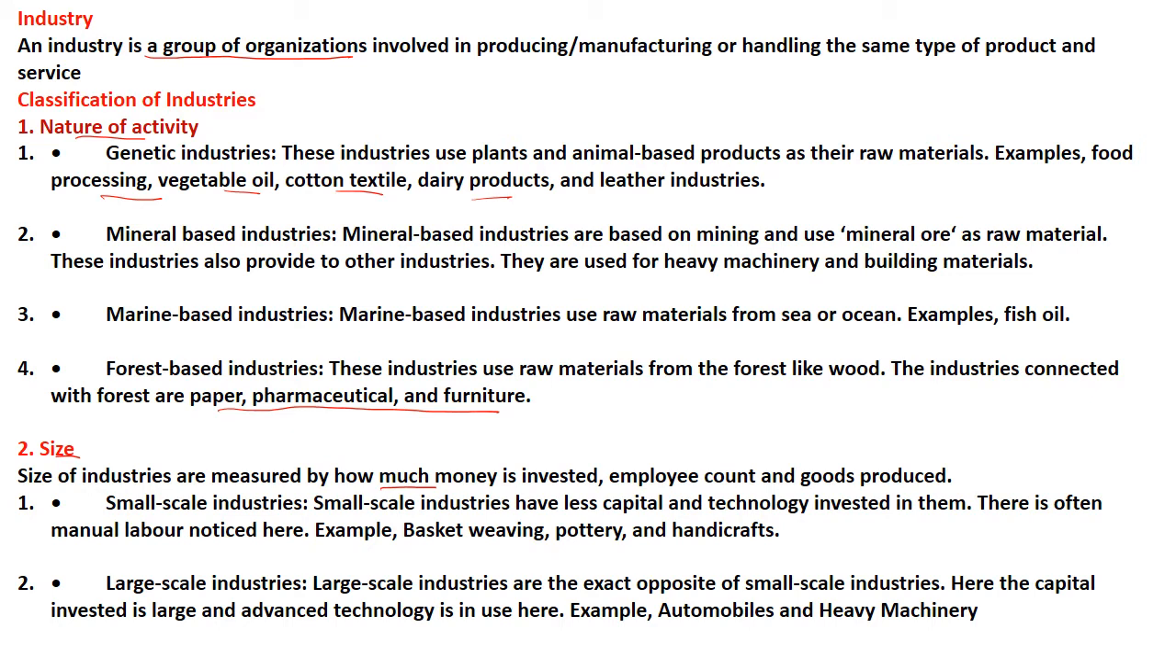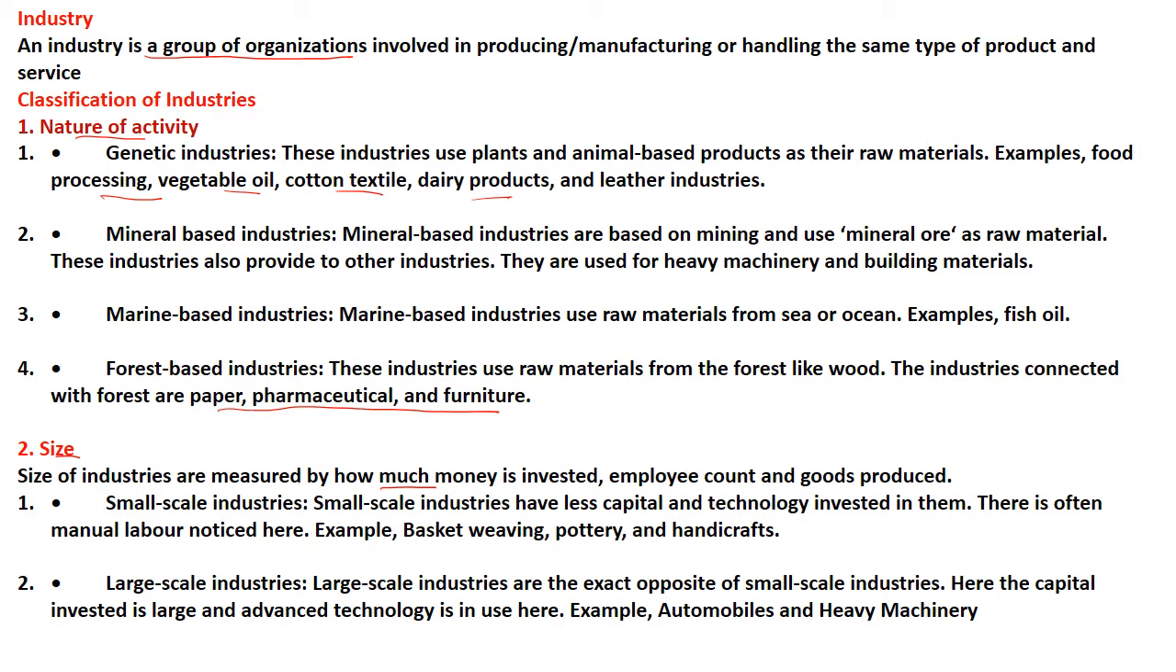Automobile industry, so they are involved in the production and manufacturing of automobiles. So an industry is a group of organizations that are manufacturing the same type of product and services. We can classify the industries on the basis of nature of activity, and then on the basis of size.